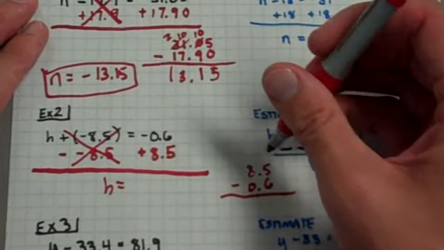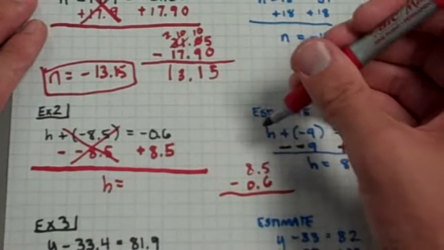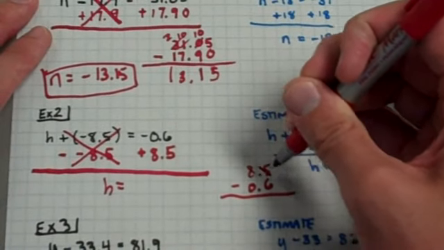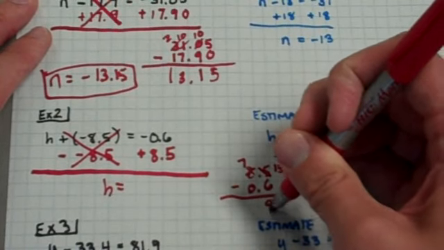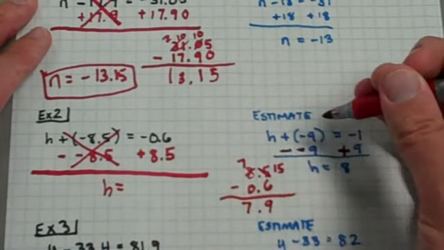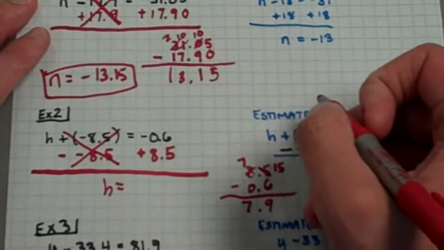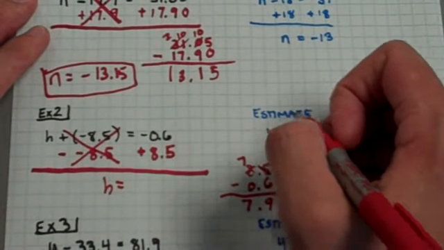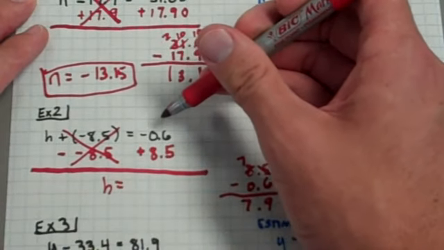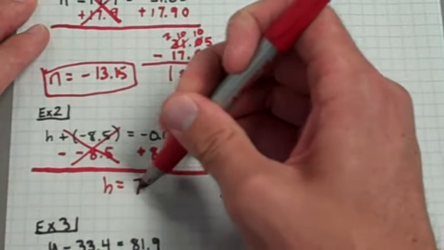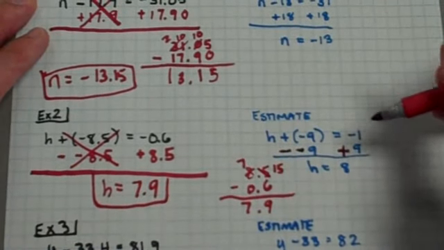All right, now I can go ahead and do the borrowing here, but it's kind of easy if you think of it like money. $8.50 minus 60 cents. Okay, $7.90. But let's go ahead and do the borrowing anyway. 15 minus 6, that's 9. And 7 minus 0 is 7. Now, is that a positive 7.9 or a negative 7.9? Okay, that is going to be positive because the absolute value of 8.5 is larger than the absolute value of negative 0.6. So h is 7.9, which is really close to our estimate of 8.